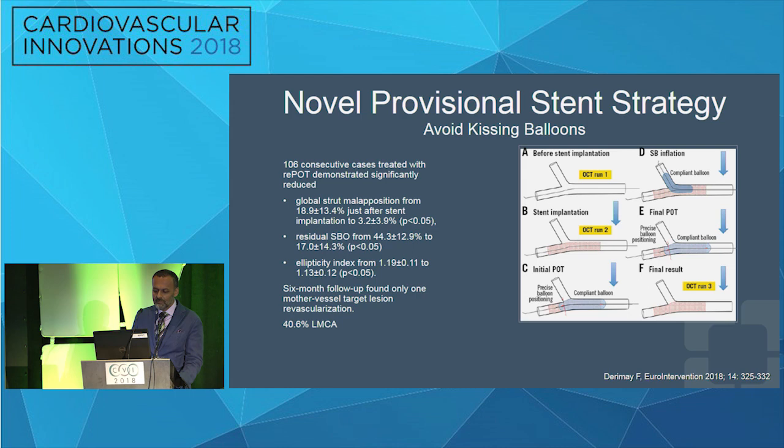And what they showed is that they could improve global strut malapposition from 18.9% just after the stent was deployed down to 3.2%. And they could reduce residual side branch obstruction from 44% down to 17%. And they could reduce the ellipticity, in other words, the deformation of the proximal stent, from 1.19 to 1.13, implying better strut apposition. And they followed these folks out clinically and had very low late event rates, and about half of these patients were left main disease.